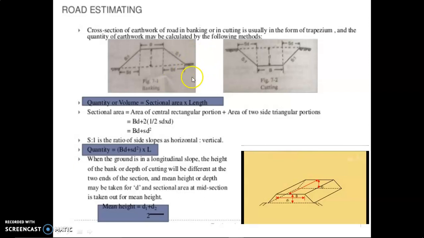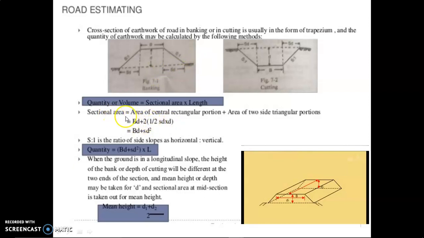So that is the formula, area into length. Here we have two triangles and one rectangle. So we have to find this area, one rectangle and two triangles. After that we have to multiply with length. So how do we find that?